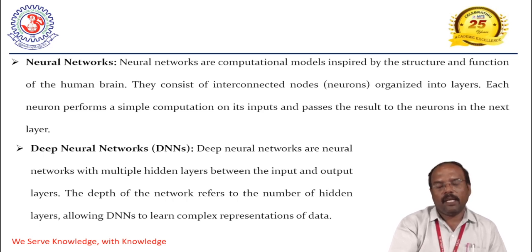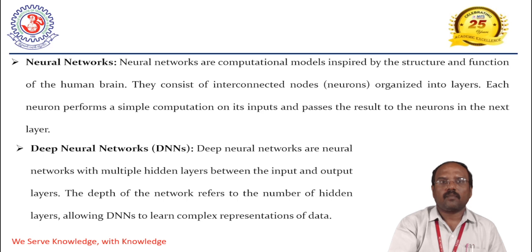Deep neural networks are neural networks which have multiple hidden layers between the input and the output layer. Here, the depth of the neural network refers to the number of hidden layers. This allows a DNN to learn complex representations of your data.